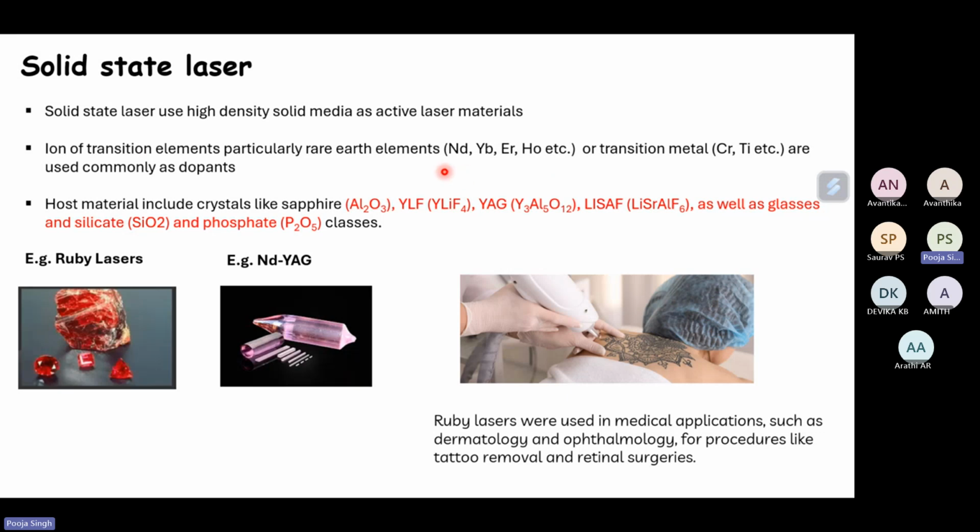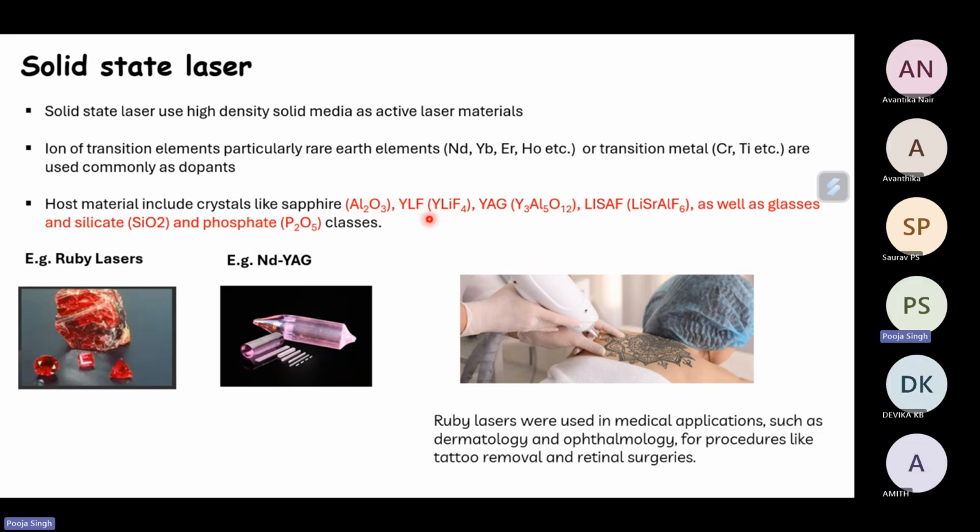These are rare earth elements, and they have a very high transitioning property, as do the transition metals such as chromium and titanium. They are commonly used as a dopant. And the host material, meaning the base material used in the solid state laser, is aluminum, alumina, YLF, that is yttrium lithium fluoride.